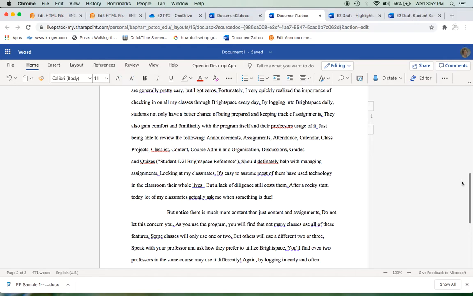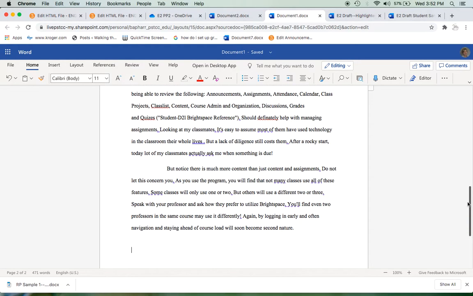Looking at my classmates, it's easy to assume most of them have used technology in the classroom their whole lives, but a lack of diligence still costs them. After a rocky start, today a lot of my classmates actually ask me when something is due. But notice there is much more content than just content and assignments. Do not let this concern you.